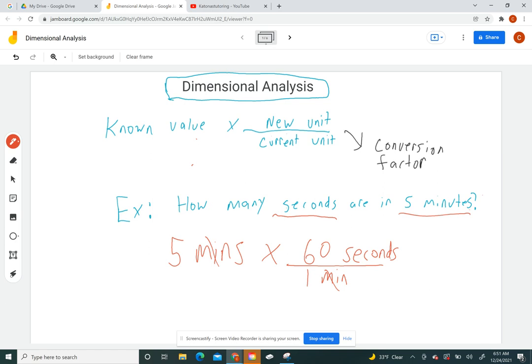5 minutes times 60 seconds, which would be 300 seconds. So there are 300 seconds in 5 minutes. Done. Solved. Now I know my unit. So that's essentially the simple part of the dimensional analysis, where we only have to convert with one conversion factor.